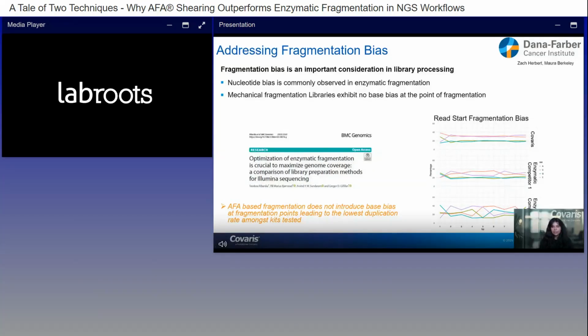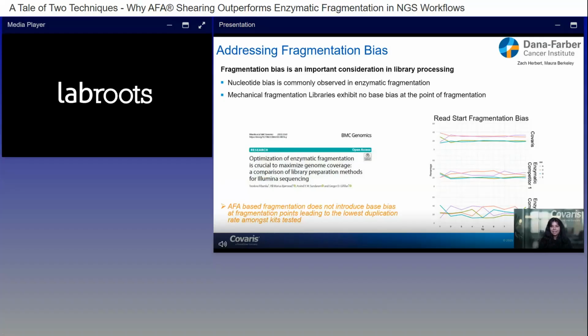And we have some pretty interesting data here from Zach Herbert and Mara Berkeley showing the fragmentation bias of a variety of library prep workflows. Now, what we're looking at here is the per base sequence content. This is a metric that you'll often see generated from your sequencing analysis tools, such as FastQC. Now, all this is a plot of the proportion of each of the four nucleotides, A, T, G, and C, at each position across all reads in the input sequence file.